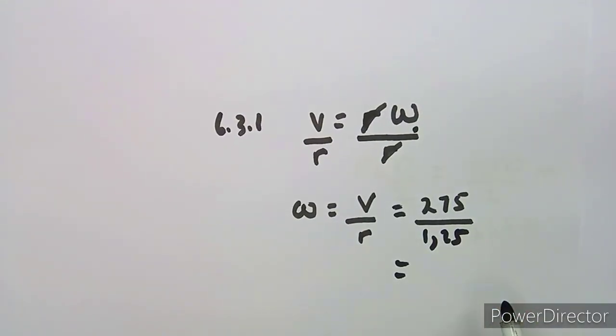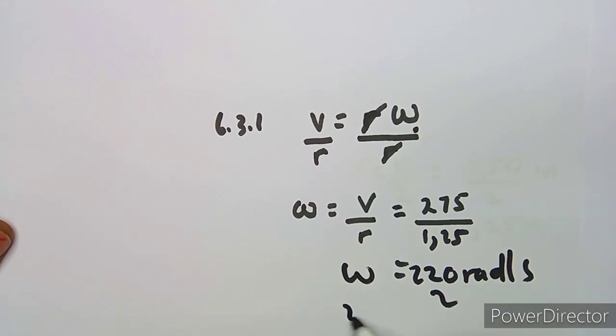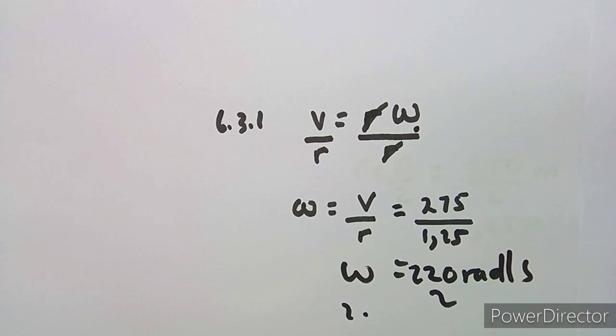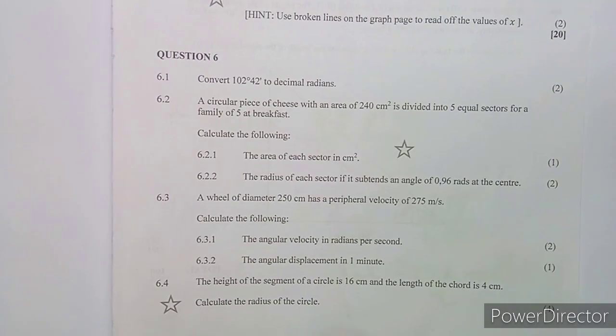All right, so if you divide, that will give us 220. Yeah, this is rad per second. Remember, this is angular velocity, which is measured in rad per second. So that was it, guys.